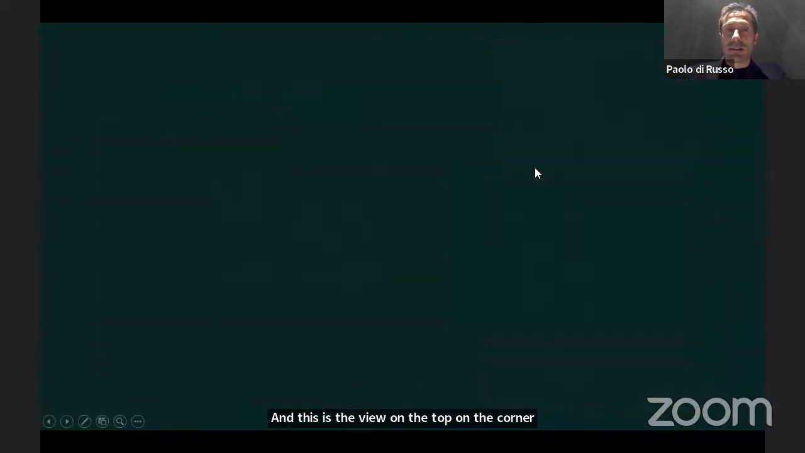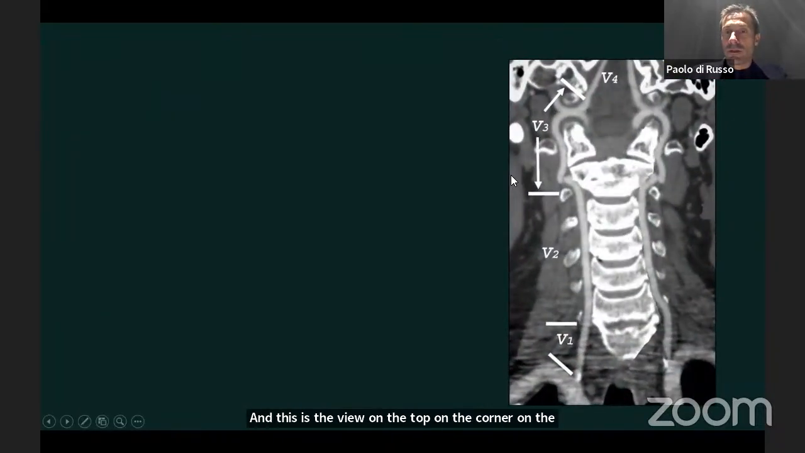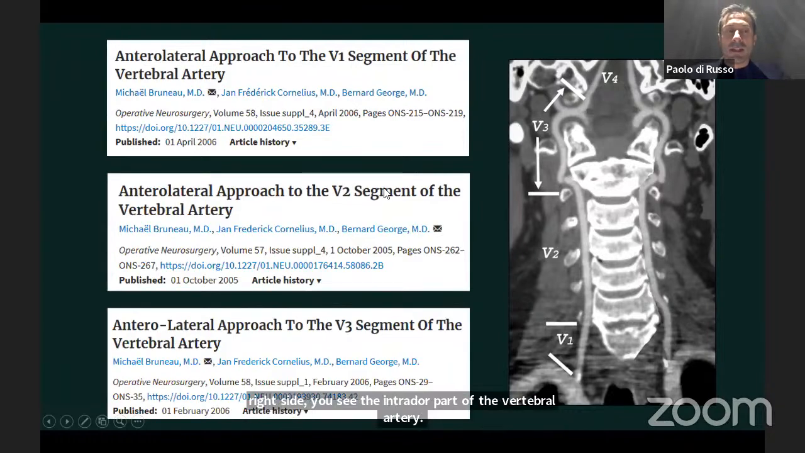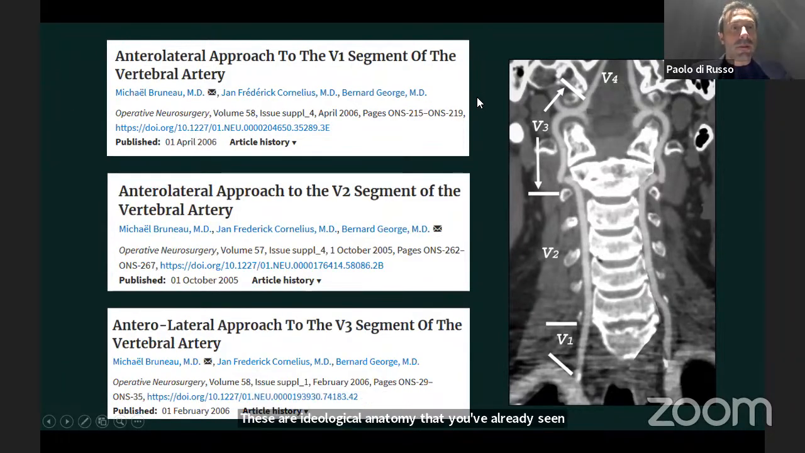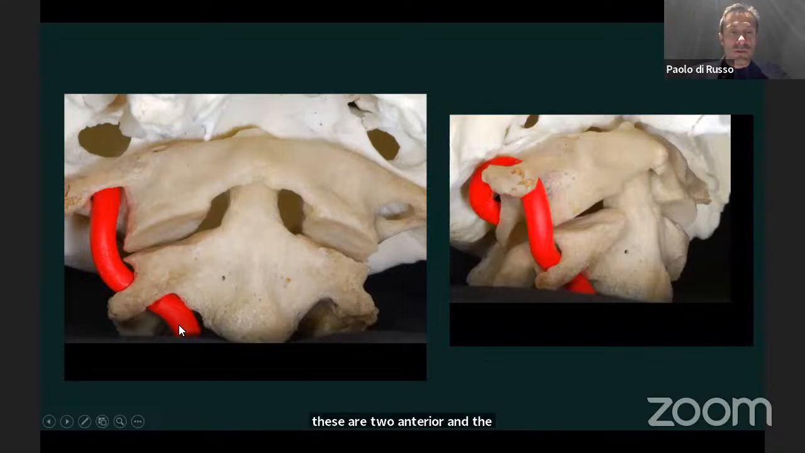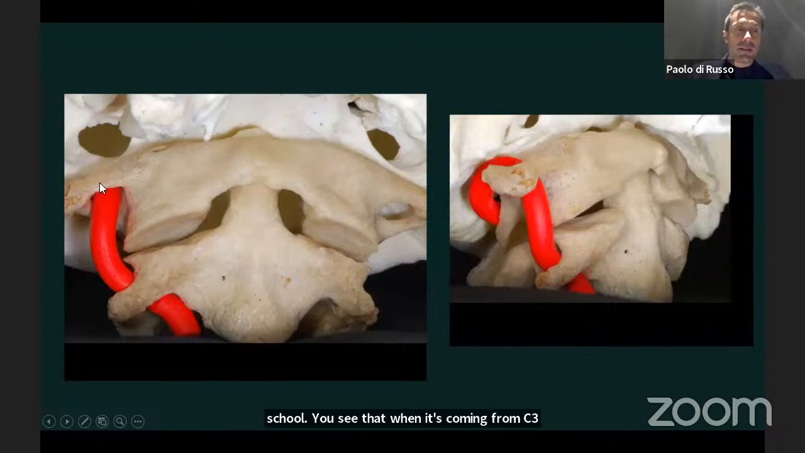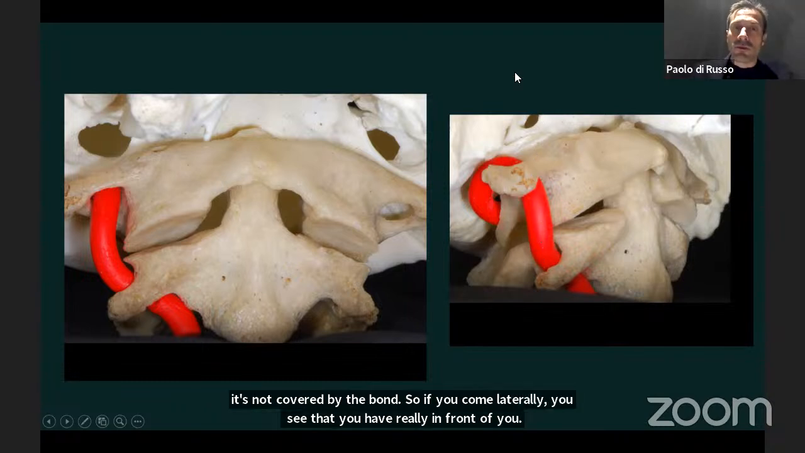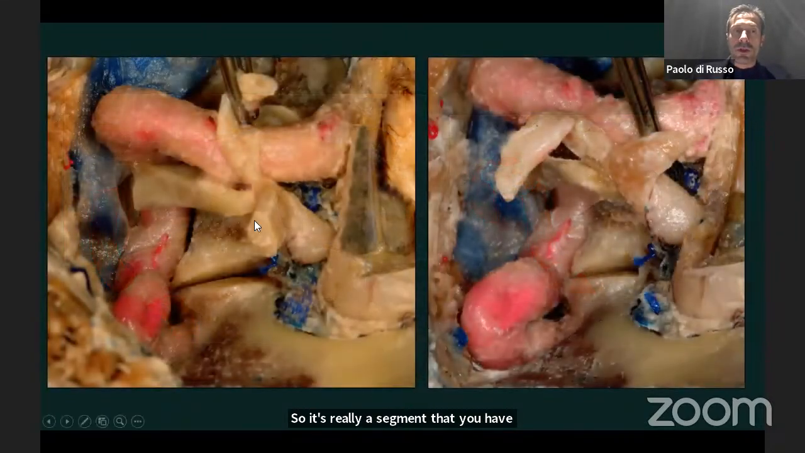You see the intradural part of the vertebral artery. This is the radiological anatomy that you have already seen from all these papers from Michel Bruneau and Bernard George. These are an anterior and a lateral view on a dry skull. You see that when it comes from C3, the vertebral artery goes laterally, and this segment in between C1 and C2 is the most dangerous one because it's not covered by the bone. So if you come laterally, you see that you have it really in front of you. It's a segment that you have to be most careful with if it's surrounded by the tumor.